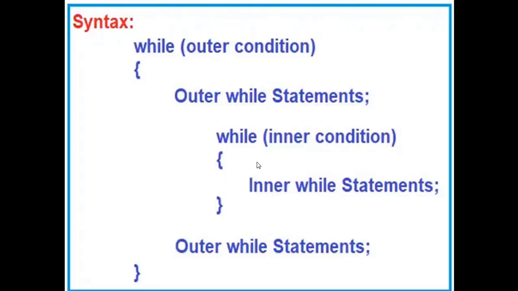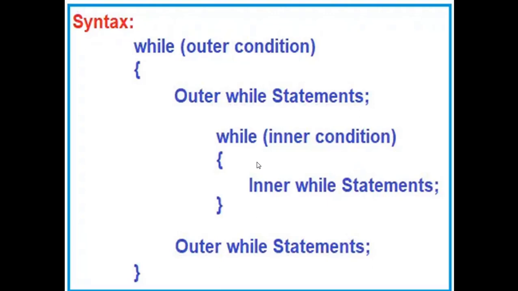Hello everyone, in this video we'll discuss nested while loop in C programming. Writing a while loop inside another while loop is called a nested while loop, or you can say defining one while loop inside another while loop is called a nested while loop. That's why nested loops are also called loops inside the loop.